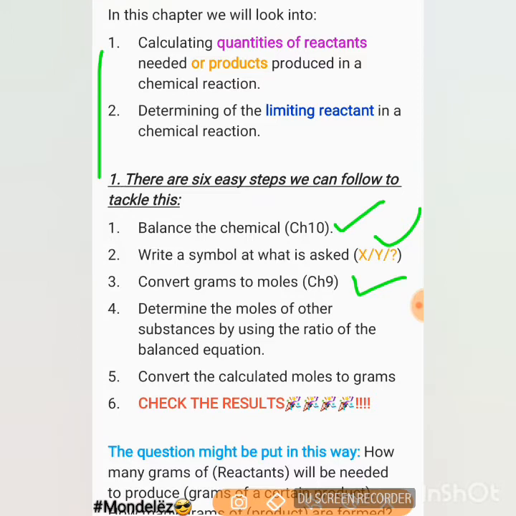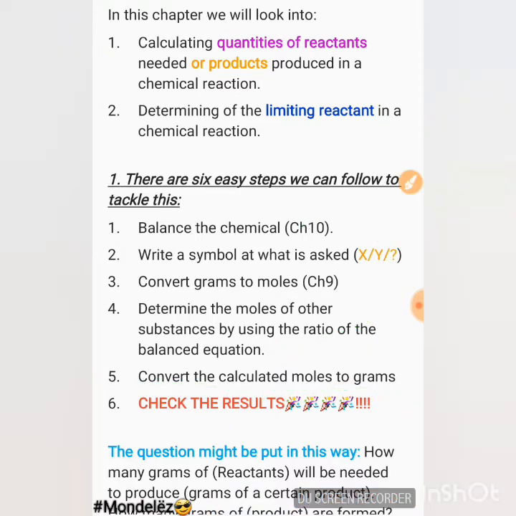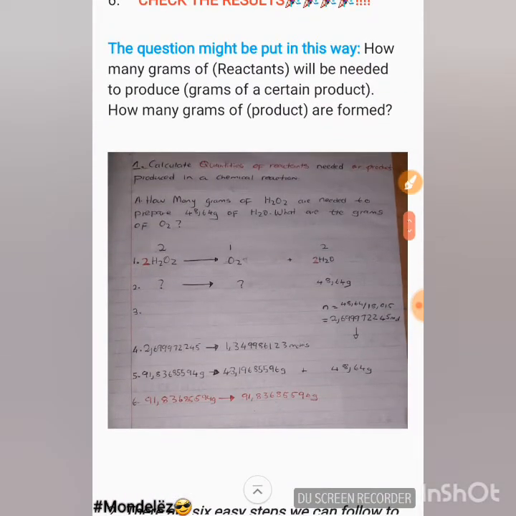And the fourth one is to determine the moles of other substances by using the ratio of the balanced equation. So that is why it is important for us to balance the equation. And then the fifth one is to convert the calculated moles to grams. And then the last one, that's where you check the results. So the question might be in this way: how many grams of a certain reactant will be needed to produce grams of a certain product, and how many grams of a certain product are formed.